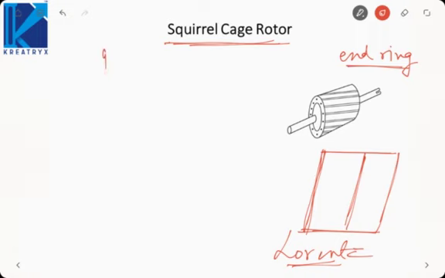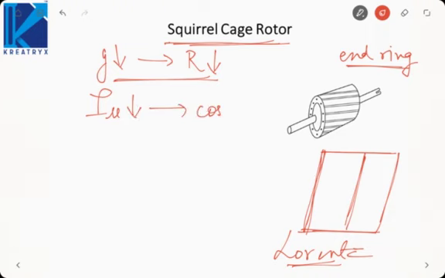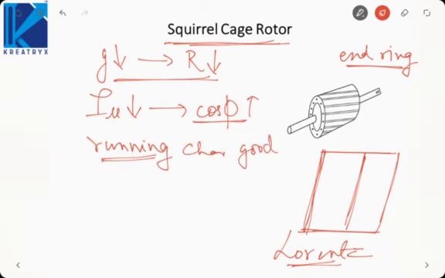Here the air gap is lesser, so reluctance is also lesser. In case of squirrel cage, we have less air gap, so lesser reluctance. Lesser reluctance means lesser magnetizing current, which implies higher power factor. So it operates at a better power factor as compared to other constructions of the rotor. Since it operates at a better power factor, its running characteristics are good for the case of induction motor.